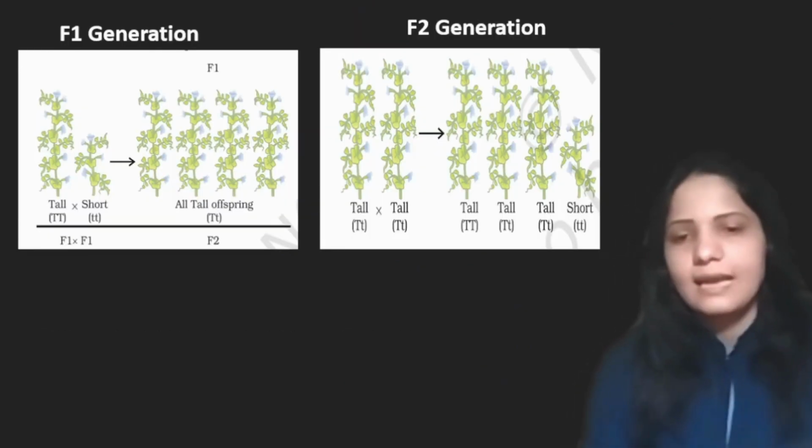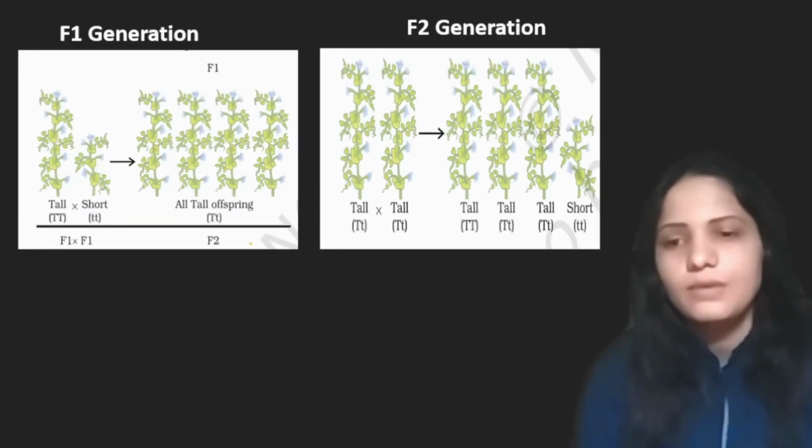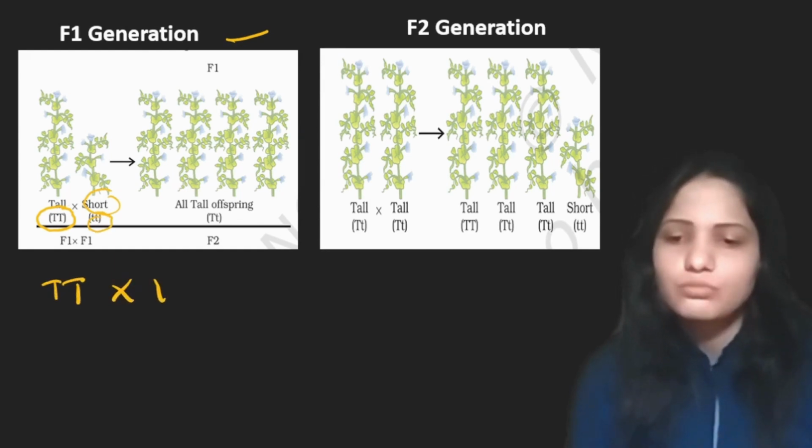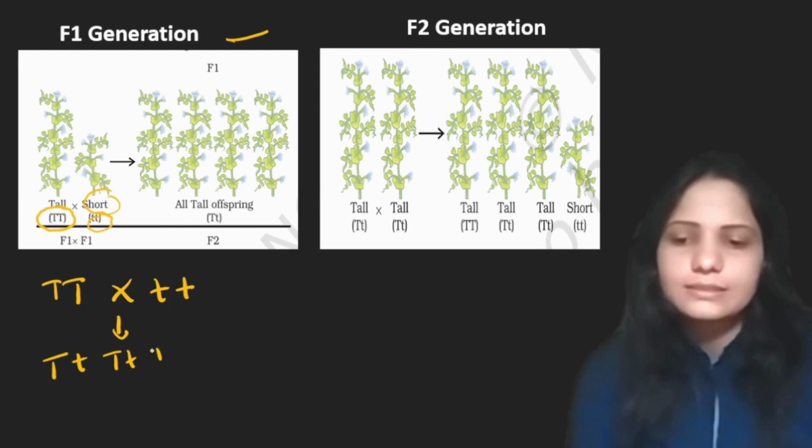Here we have this diagrammatic representation of F1 generation and F2 generation. In the F1 generation, if you see here, we have a plant which has capital T alleles, and in case of short plant we have small t. If we make a cross between this capital T and small t, we will get this after crossing.